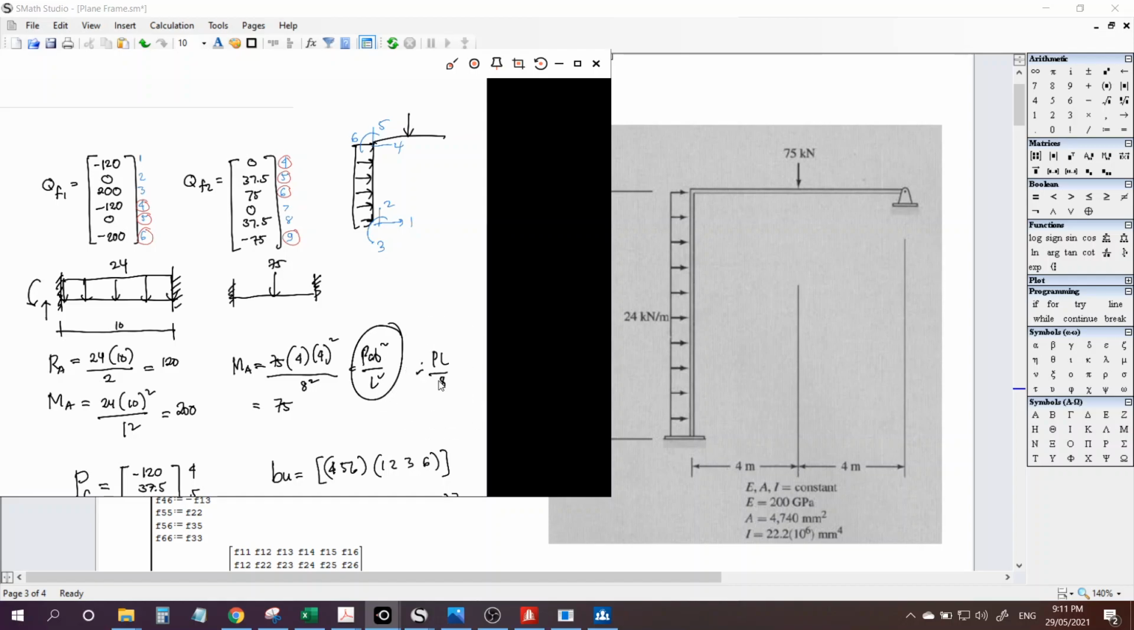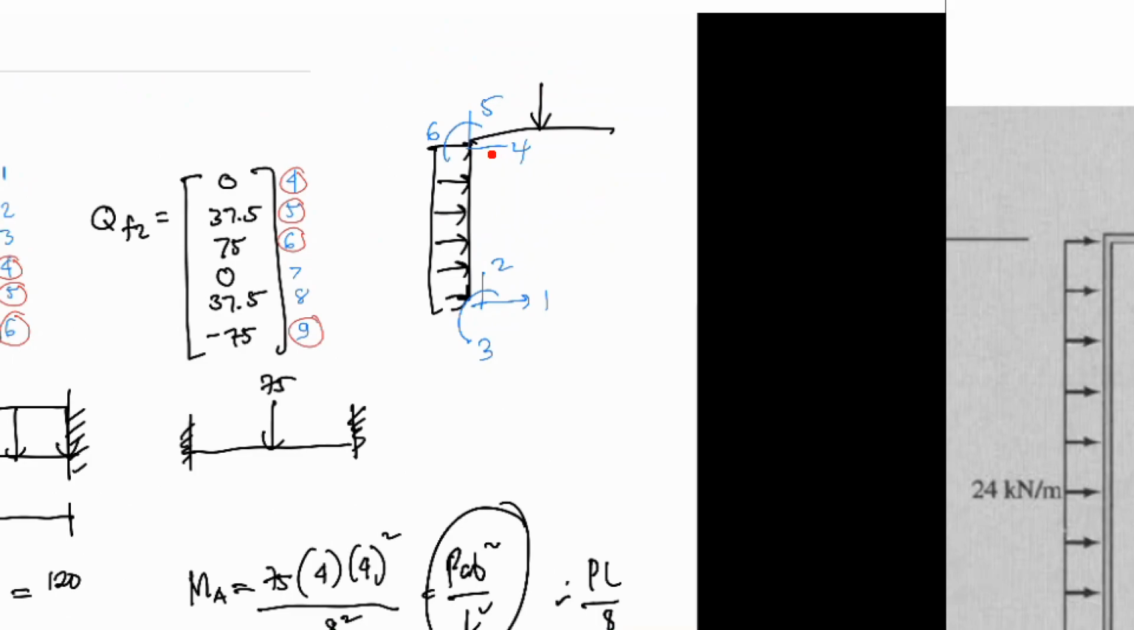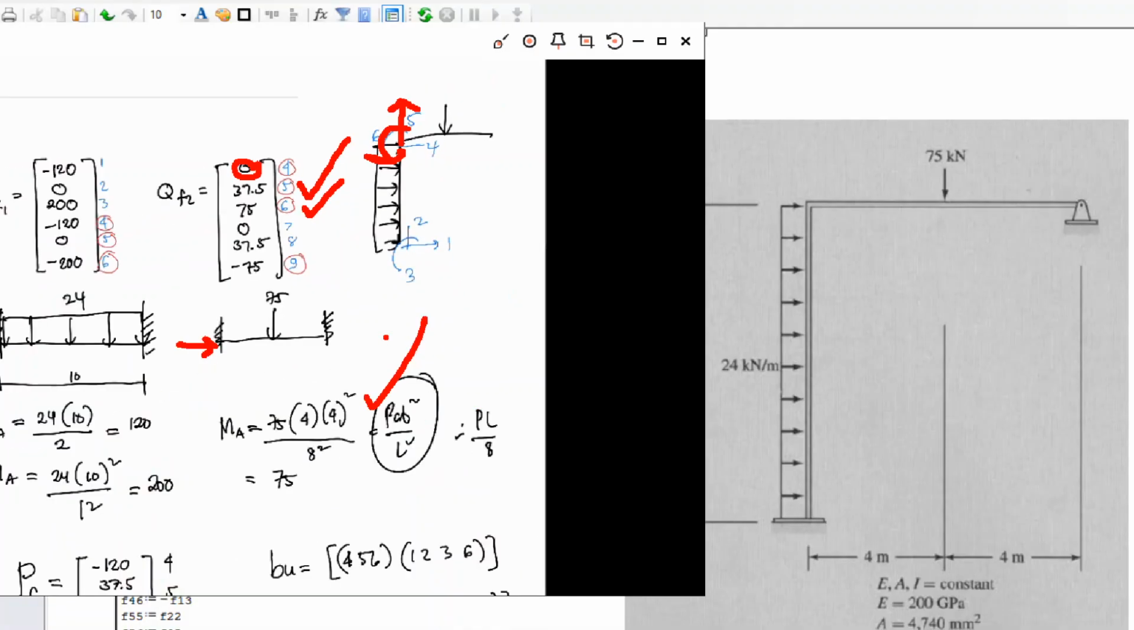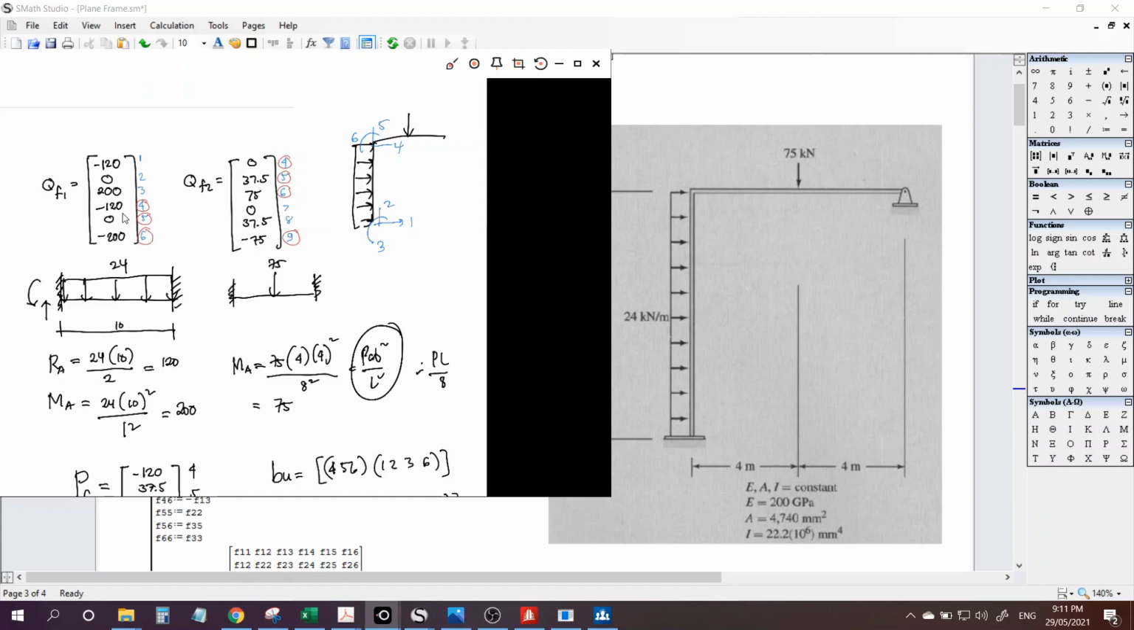Okay, so 75. Again, take note of the direction. We don't have an actual reaction, so this is 0 at code 4. For code 5, this is vertical, so that's your vertical reaction, 37.5. And for code 6, that's the moment, 75. The moment here. Okay? So that's your QF1, QF2.